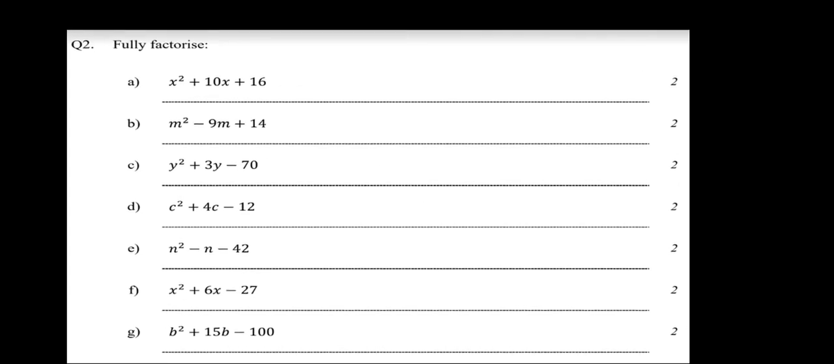Okay, so here we have some quadratic trinomials. They are monic, meaning that the coefficient of the leading term in A is 1. They're trinomial because we have 3 terms, and they're quadratic because the highest power is 2. Okay, so let's use a different color.